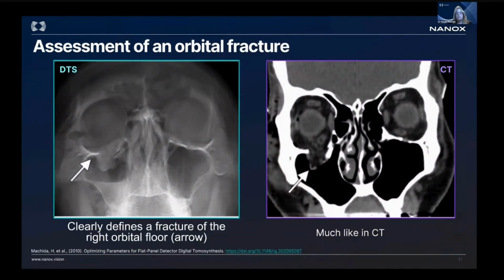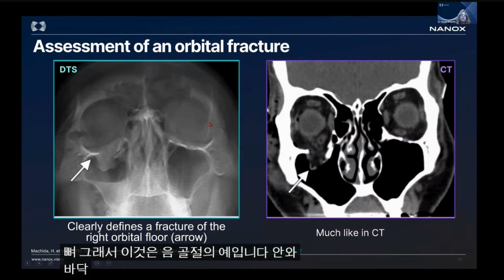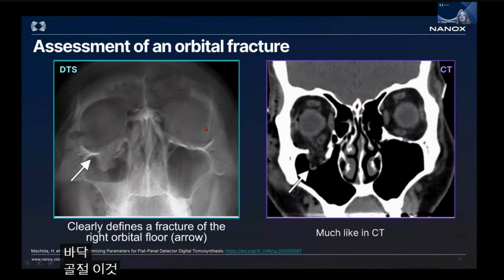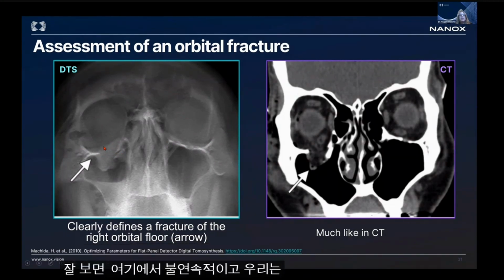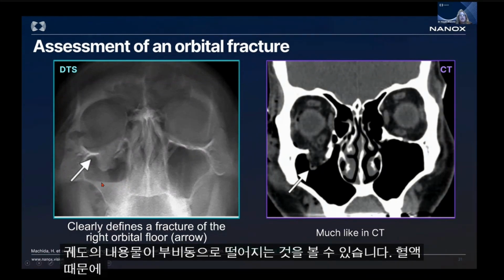What about the skull and the facial bones? This is an example of an orbital floor fracture. This is the digital tomosynthesis, and when you look at the normal side, we can see that the floor is continuous, but when we look at the abnormal side, it's discontinuous here. And we can even see the drop of the contents of the orbit into the sinus. There is also a gas fluid level in the sinus because of the blood.